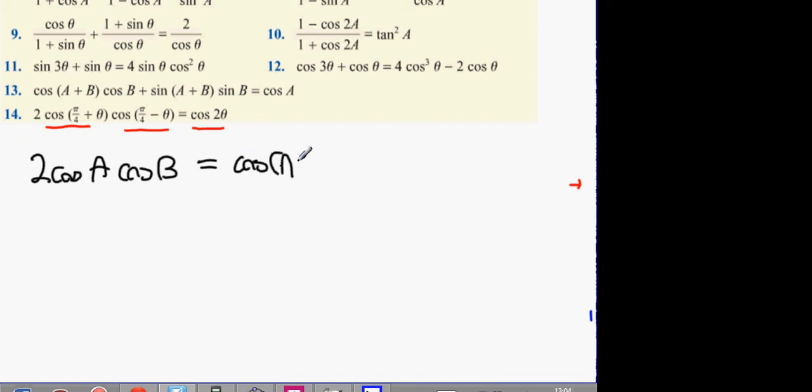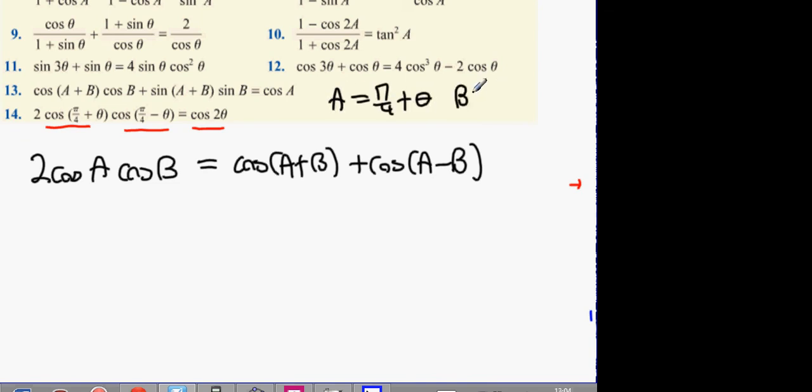Cos A plus B plus cos A minus B. Now, what's going to happen here, guys, is we're going to say that A is pi over 4 plus theta and B is pi over 4 minus theta. Now look at this. It's going to turn into cos A plus B. What is A plus B? Pi over 4 plus pi over 4 gets you pi over 2.